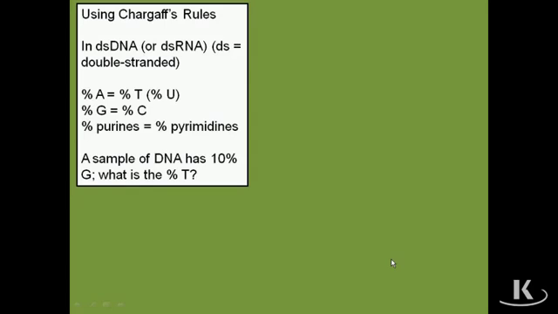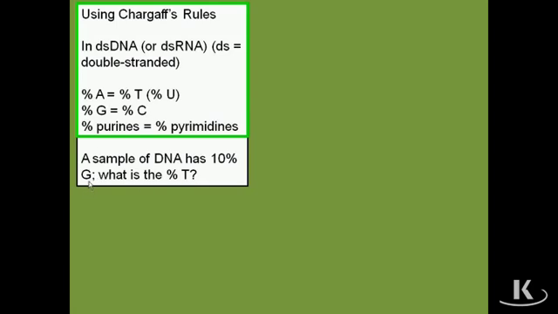So how would this be applied to a test question? Because that's what we're after, right? Well, using Chargaff's rules, you can be asked to figure out what percentage of one nitrogen base is present if you're given the percentage of another nitrogen base. Let's look at this example. So, if we're given a sample of DNA which has 10% Gs, how could we calculate the percentage of Ts?